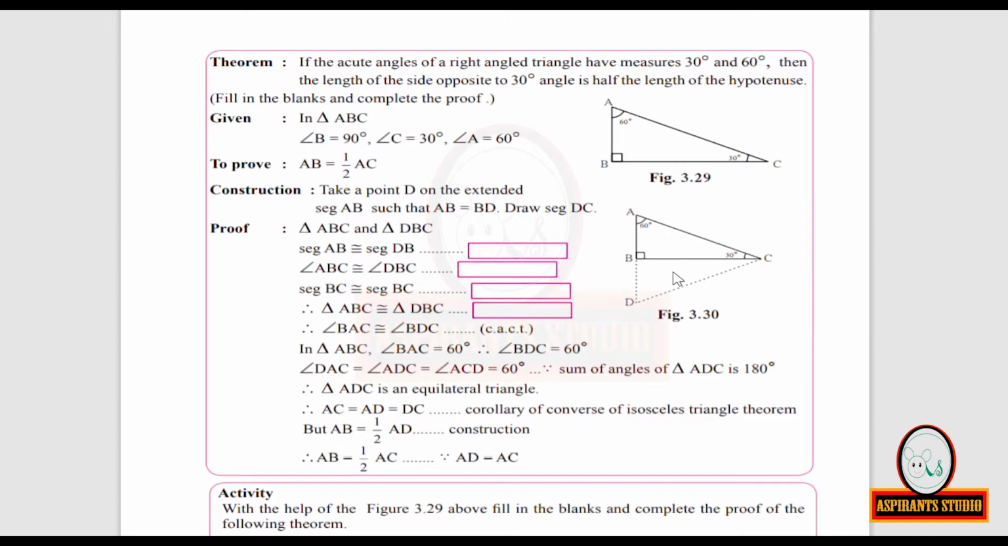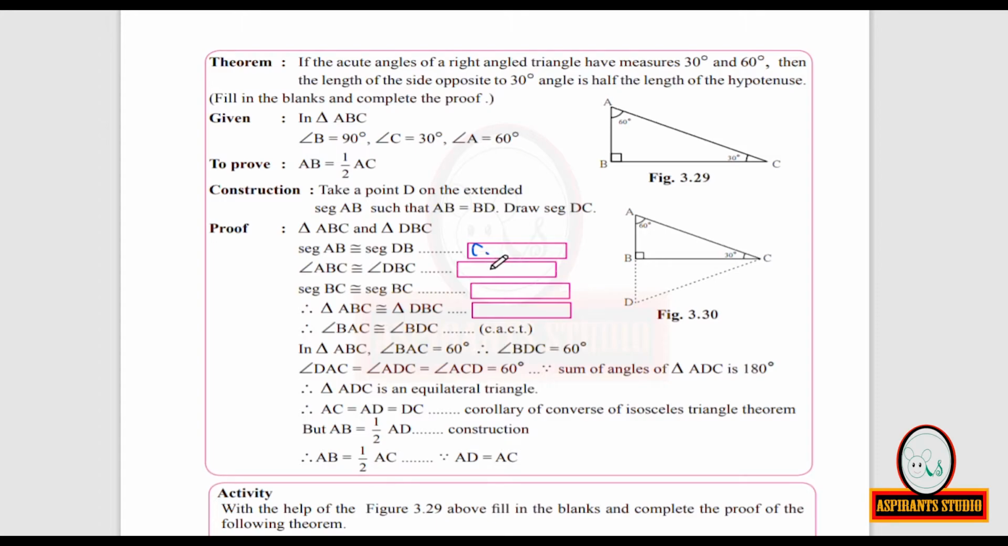Now, take triangle ABC and triangle DBC. Segment AB is congruent to segment DB because of the construction. So write within the box construction. Write the full word construction.